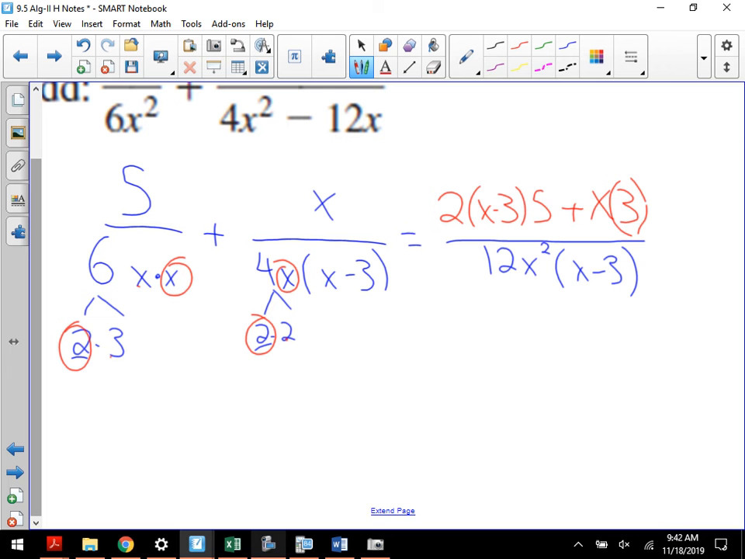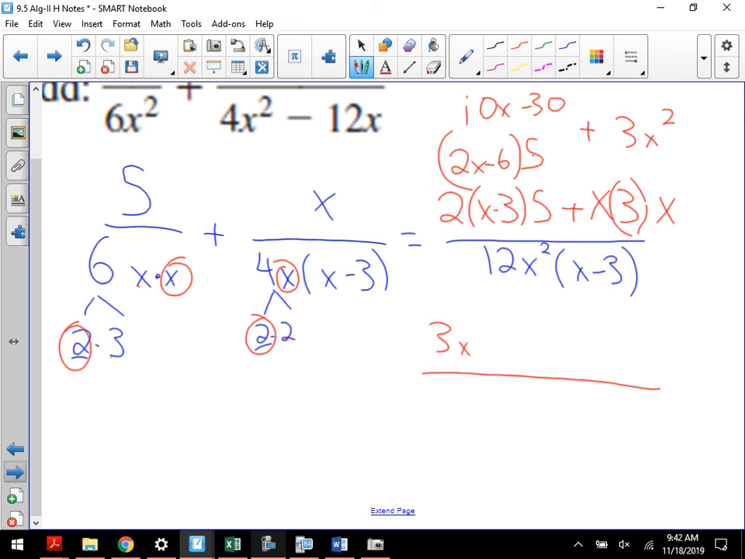Okay. So, doesn't it need another x? Oh, I thought I wrote that. I erased it, sorry. So now you've got 2x minus 6, and this is all times 5. So that's 10x minus 30, and this is plus 3x squared. 3x squared, 10x minus 30, all over 12x squared, x minus 3. You're done.